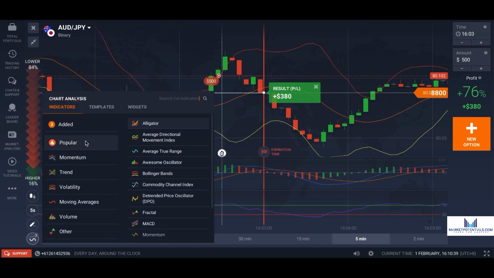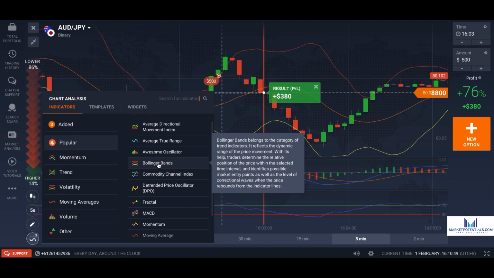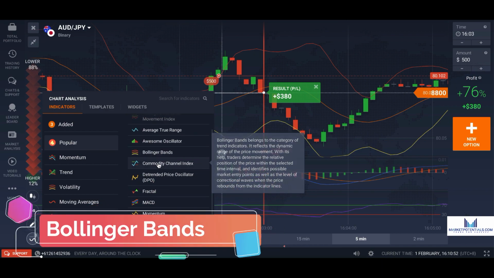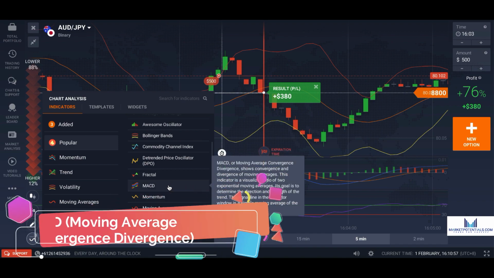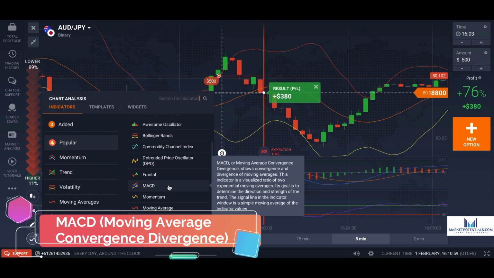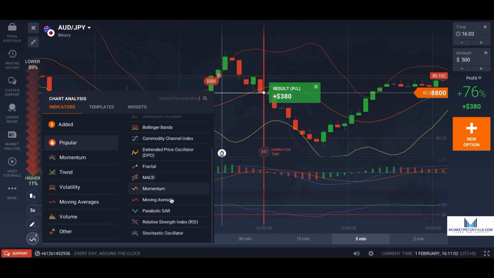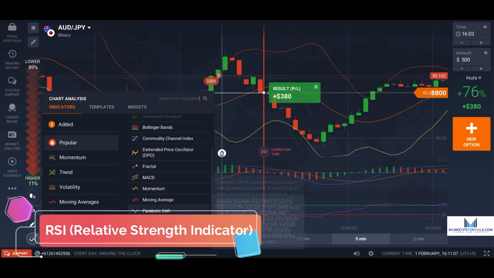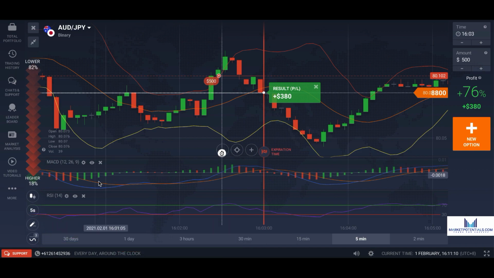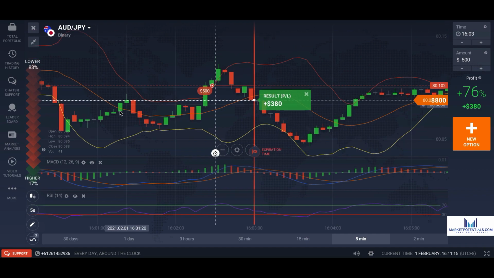Indicators are what I rely on to make informed trading decisions. So I come to the popular section here, and I'll tell you exactly what I'm using. I'll come down here and choose Bollinger Bands, the first one. The next one is MACD, the Moving Average Convergence Divergence. Fancy name, but it's just an indicator, so you want to tick that. The next thing is to tick the RSI, the Relative Strength Index. What was my other one that I've got here? RSI, MACD, and actually, yeah, that's it.